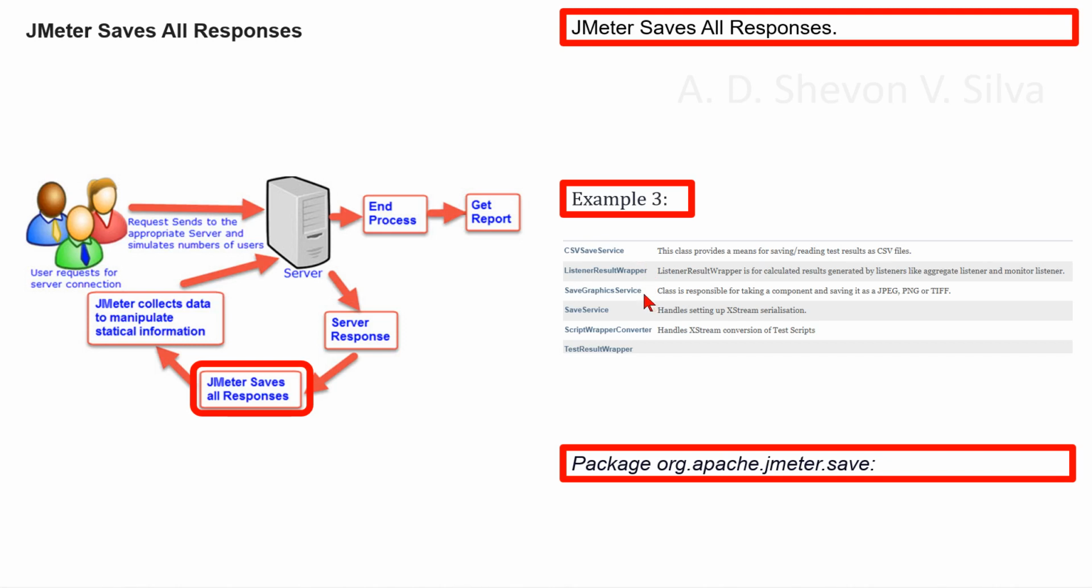Save graphics service: this class is responsible for taking the component and saving it as a JPEG, PNG or TIFF. Save service handles setting up XStream serialization. Script wrapper converter handles XStream conversion of text scripts. Test result wrapper.